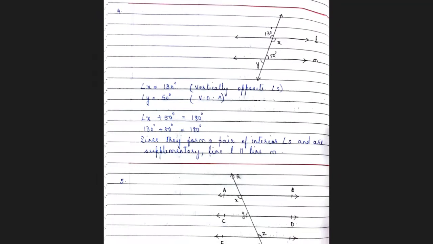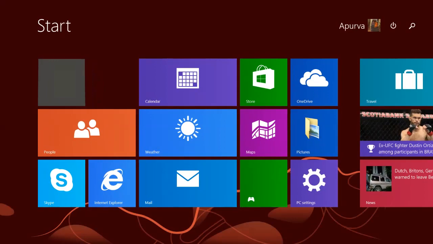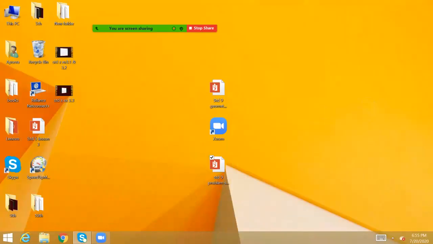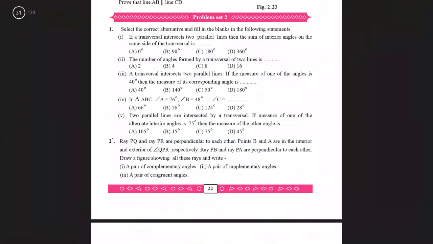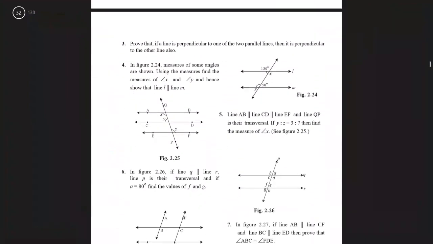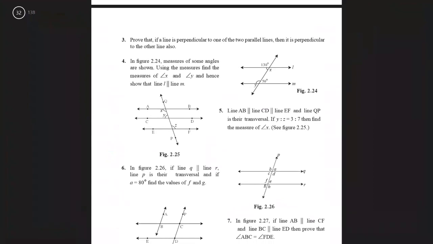Question number 4 is like this. We go to the question once. Question number 4. In figure 2.24, measures of some angles are shown. Using the measures, find the measure of angle X and angle Y, and hence show that line L is parallel to line M. So first we have to find out what X and Y are, and then prove that line L is parallel to line M.